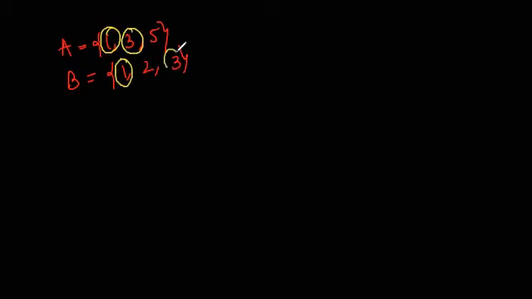So A is {1, 3, 5} and B is {1, 2, 3}. Then the intersection will be the common elements. So let's circle the common elements. The common elements are 1. 1 is in both A and B. And then 3. 3 is also in A and B. So A intersection B is {1, 3}. Okay, this is the intersection.